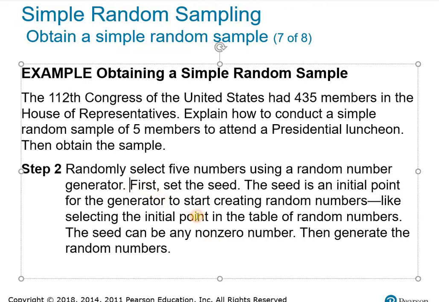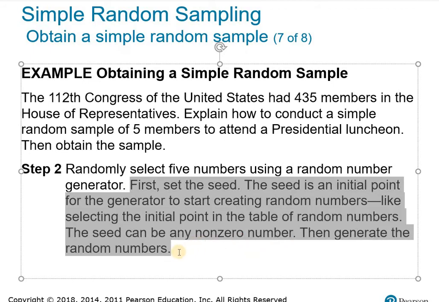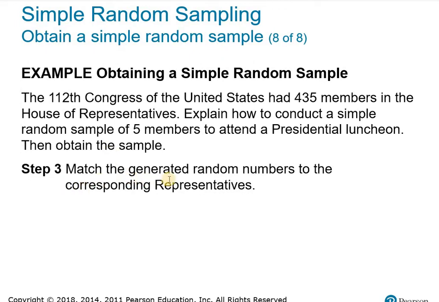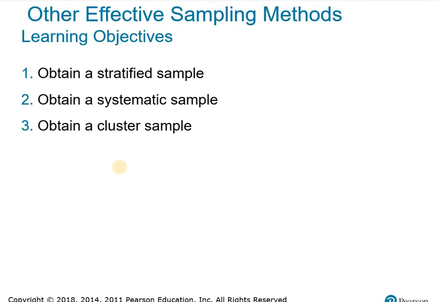Those steps illustrate how to do that on a different platform like the TI-84. So after we select the 5 random numbers, we're going to reassign these numbers to the names, just like I did in the previous example that I showed you. So we're going to match them and come up with the 5 members that are going to attend the presidential luncheon.